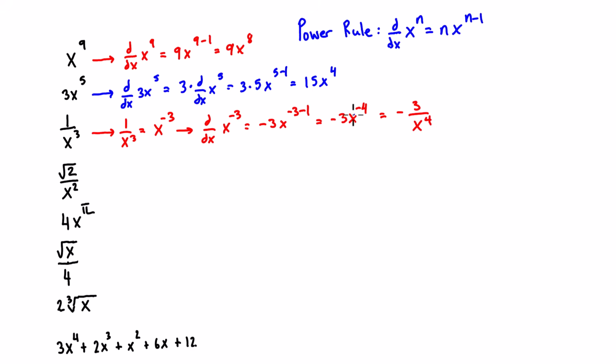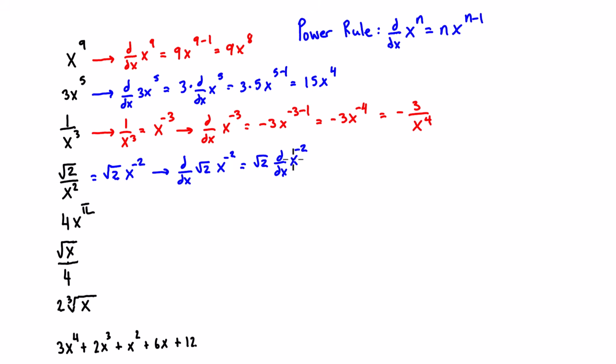But probably either of these would satisfy for a final answer. All right, so we now have the next function here, root 2 over x squared. This is the same thing as root 2 times x to the negative 2. So if we want to take the derivative of this expression, d/dx of root 2 times x to the negative 2, technically this is the same thing as pulling the scalar out. So this would be equal to root 2 times d/dx of x to the minus 2.